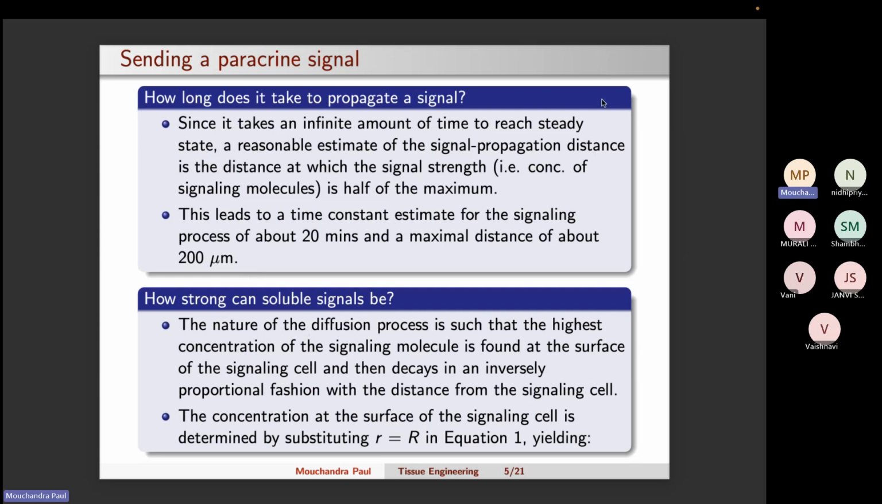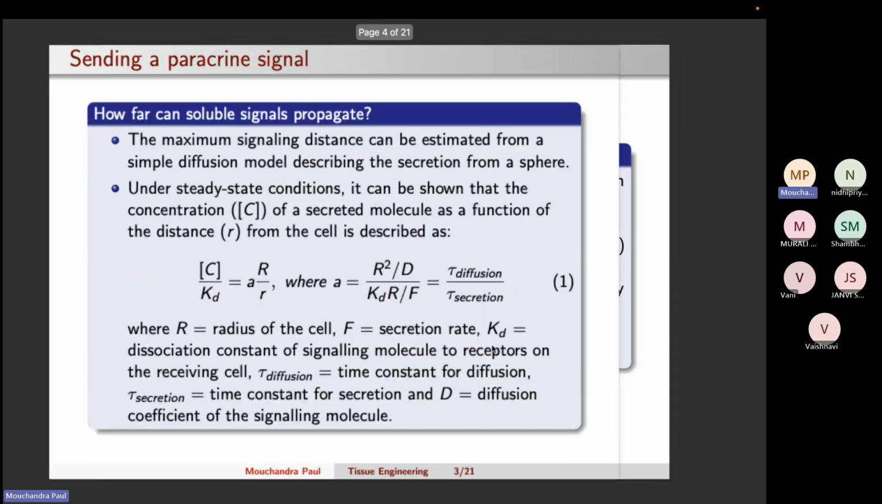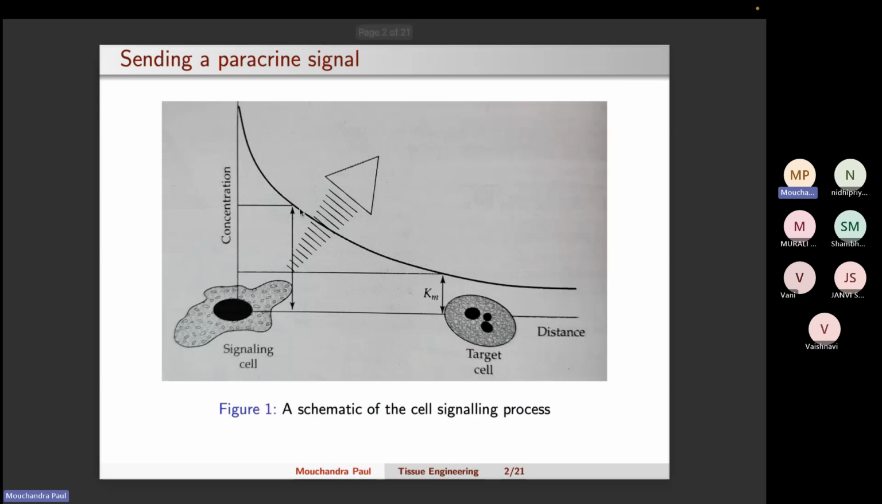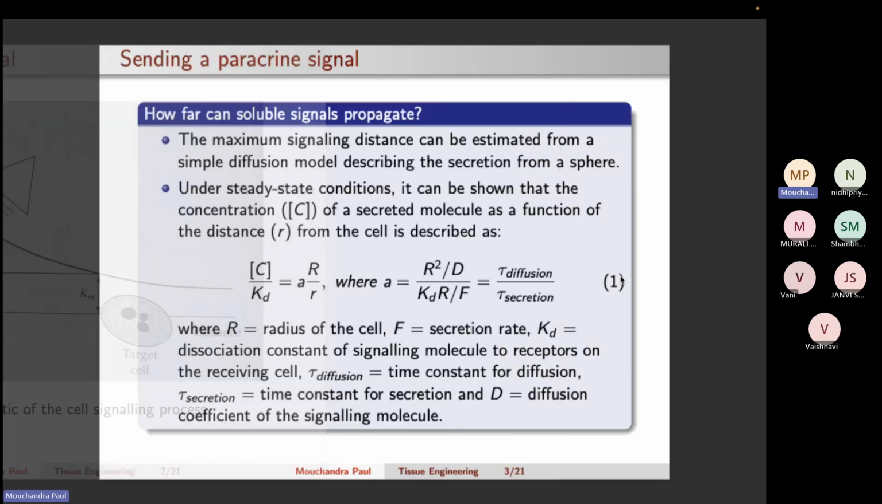How strong can soluble signals be? Another very crucial question. The nature of the diffusion process is such that the highest concentration of the signaling molecule is found at the surface. Understood, right? And it decays inversely with the distance from the signaling cell. As shown by this graph, as the distance increases, the concentration declines in an inversely proportional manner, and it is declining exponentially. Correct?